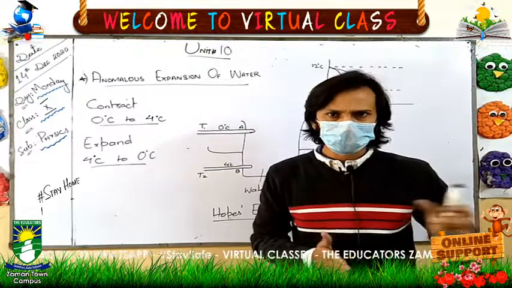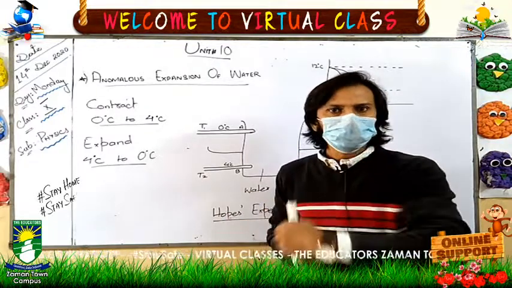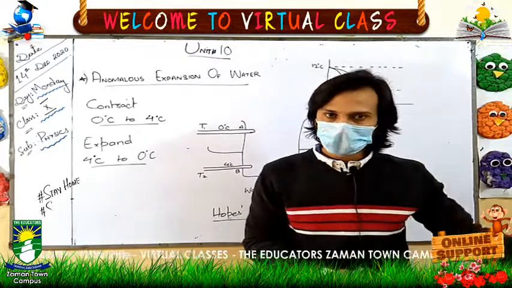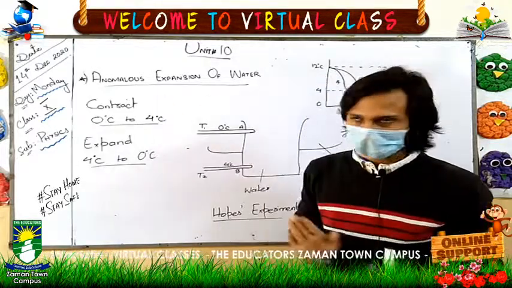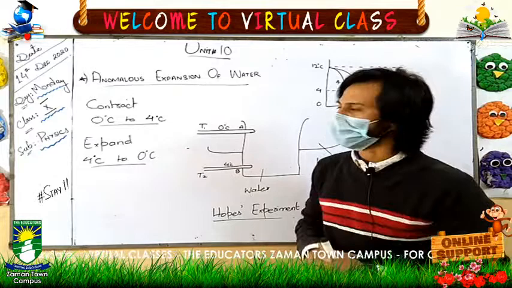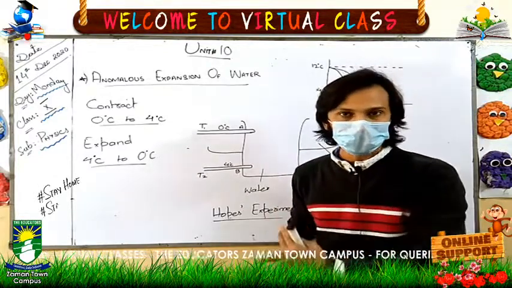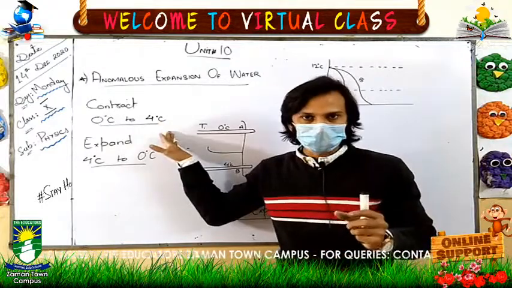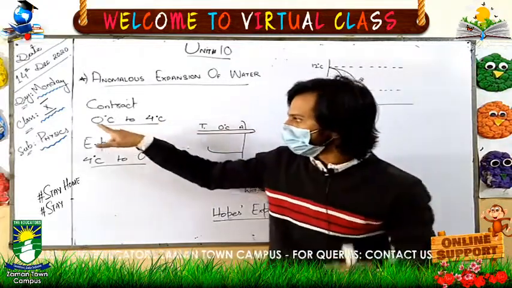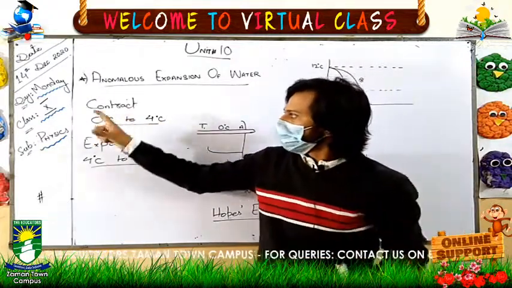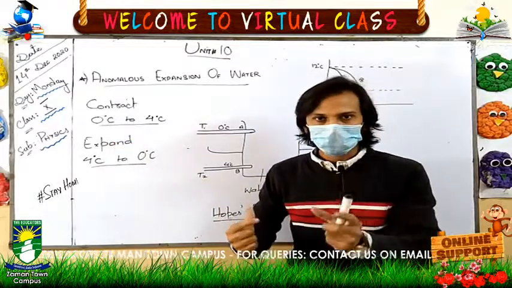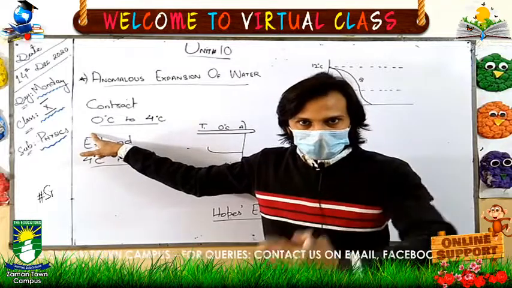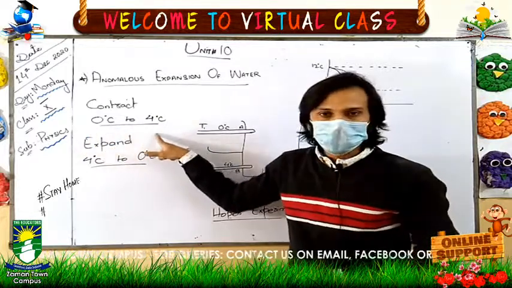But there is a difference. Expansion in gases is more than in liquids, and expansion in liquids is more than in solids when we apply heat. But how does water behave differently? We have a range which is 0 to 4 degrees Celsius. If we talk about the heating process, it means we have water at 0 degrees centigrade and we are heating it to 4 degrees centigrade.